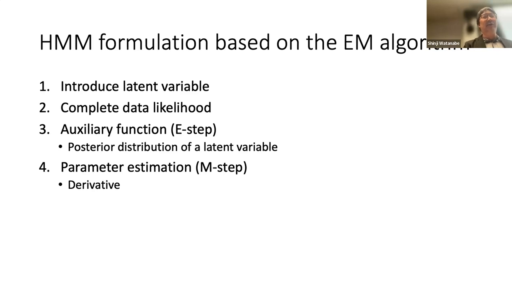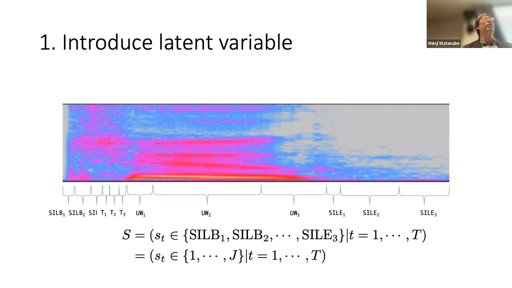One is the introduction of the latent variable. Second, complete data likelihood. Third, auxiliary function. And the fourth, parameter estimation. We already explained it, but I'll quickly go through it as a review. First, the introduction of a latent variable. In our case, let's use the alignment variable, which has information about what state we are staying in at each time.